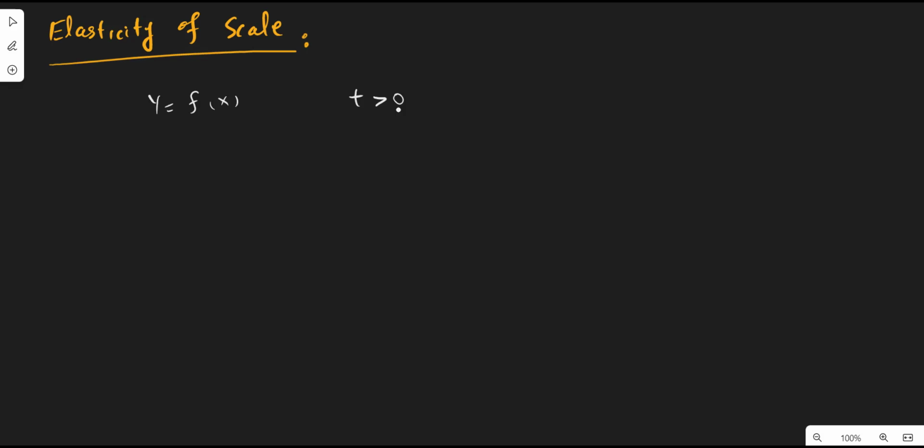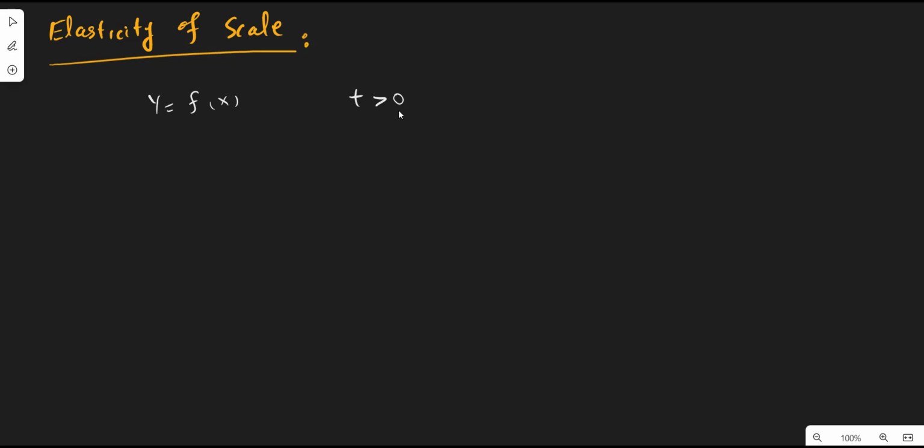Well, in this video lecture, we are going to discuss the concept of the elasticity of scale. By the elasticity of scale, we mean we want to determine whether the production function exhibits constant return to scale, increasing return to scale, or diminishing returns to scale. We have to determine it.